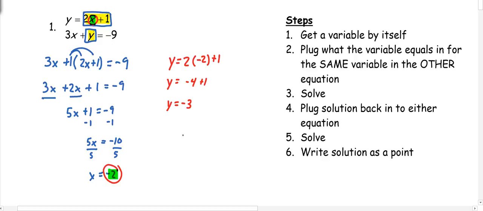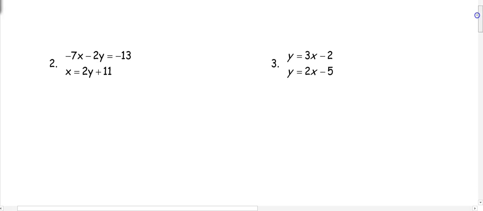Then we're going to write our solution as a point. Remember that the points are always written the x coordinate, comma, the y coordinate. So in this case, x was equal to negative 2, y was equal to negative 3. So let's try a couple more examples.